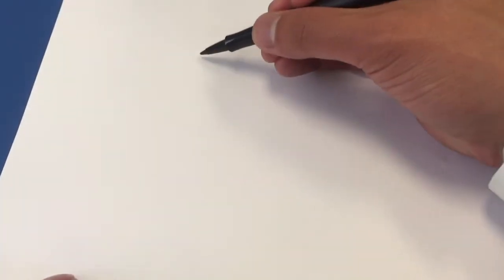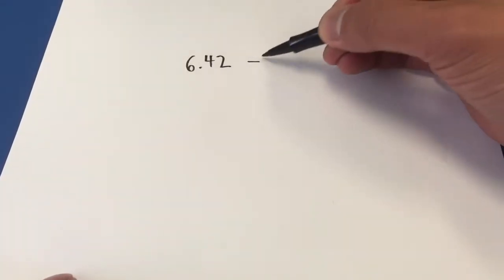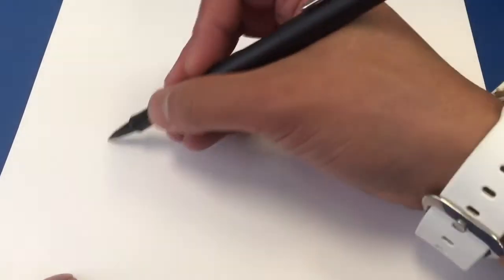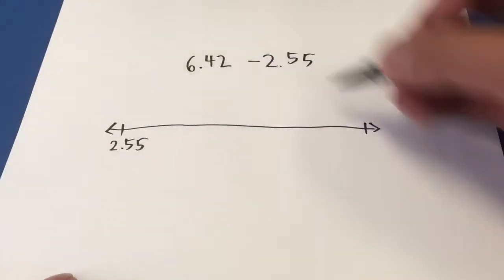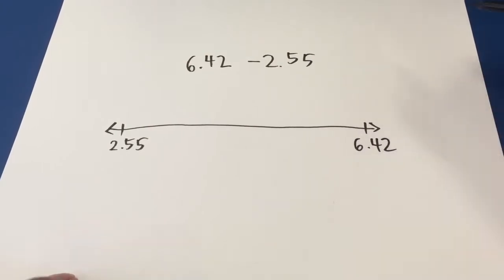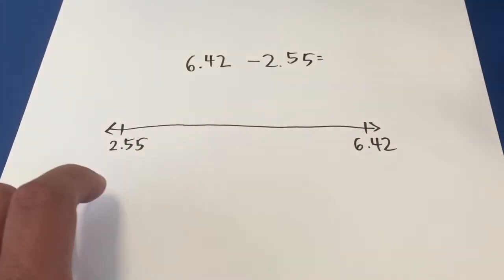Okay, let's try a subtraction. Let's say that I have 6 and 42 hundredths minus 2 and 55 hundredths. Here's my number line here. Now I'm going to start my number line at 2 and 55 hundredths, and I'm going to end it at 6 and 42 hundredths, because the difference between these two numbers is going to be my answer.